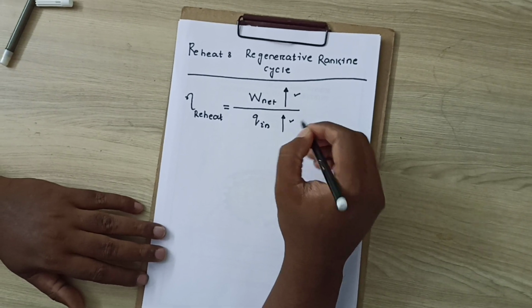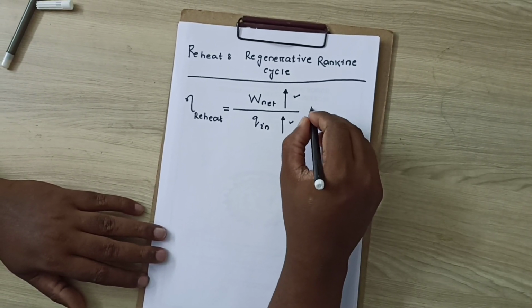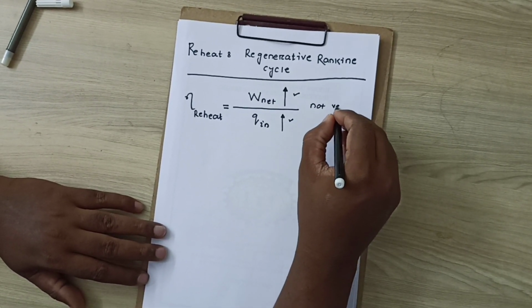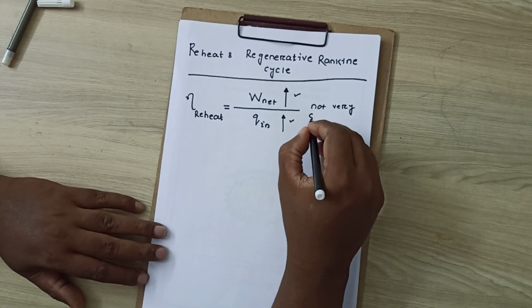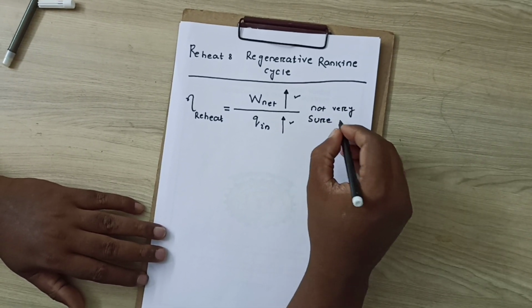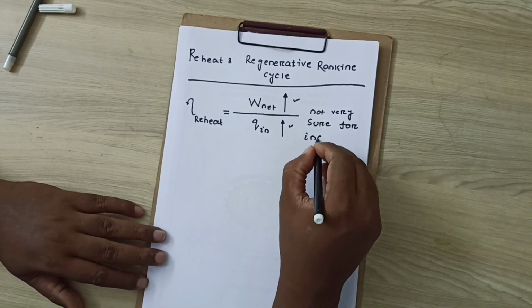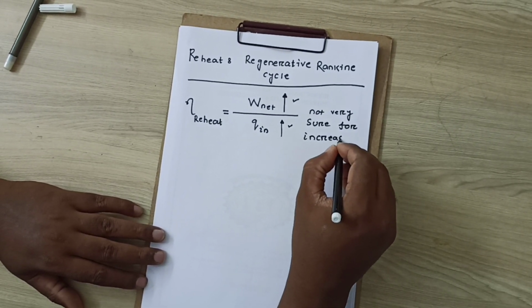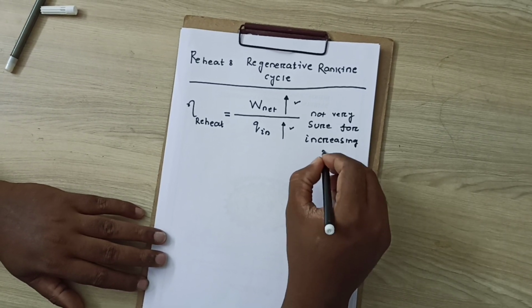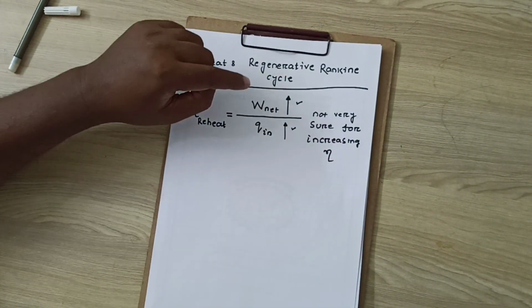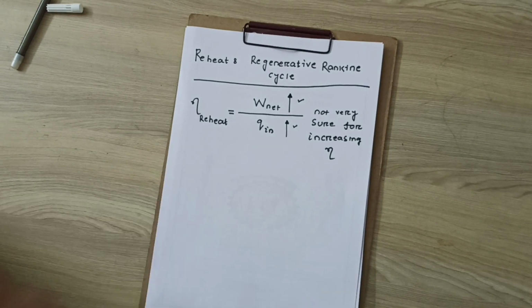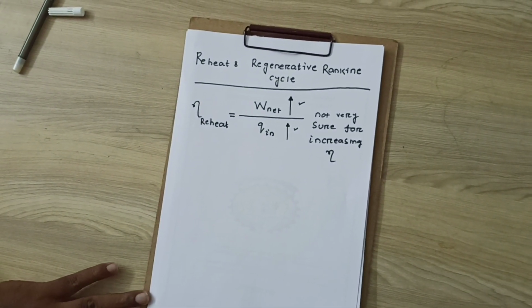As a result of which we are not very sure about increasing the efficiency. Why? Because the numerator is increasing and also the denominator is increasing.